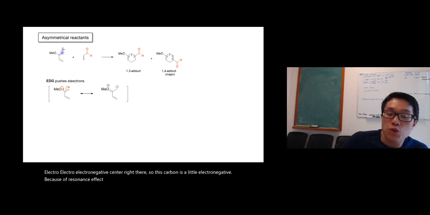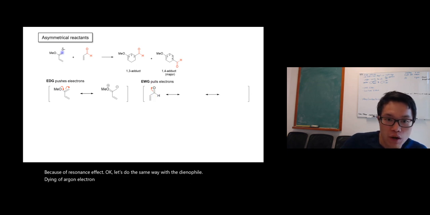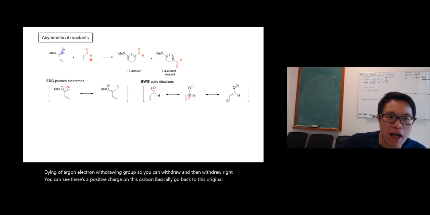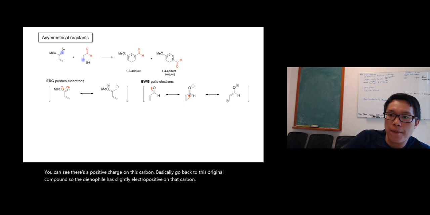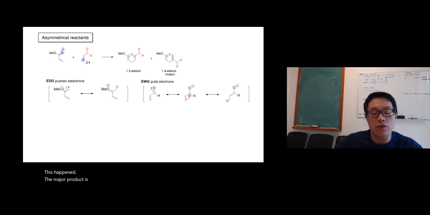Okay. Let's do the same with the dienophile. Now, the dienophile has an electron withdrawing group, so you can withdraw and withdraw, right? You can see there's a positive charge on this carbon. Basically, go back to this original compound. So the dienophile is slightly electropositive on that carbon. Okay, and this happens, the major product is formed. Actually, no. I'll explain this.